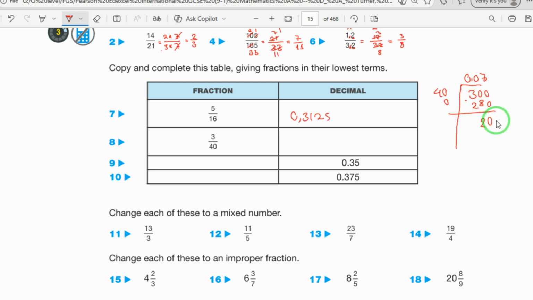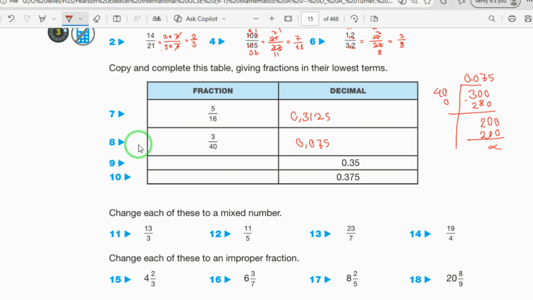Now we add another 0 here and we take 5. 5 times 0 is 0 and 5 times 4 is 20. So the remainder is 0. The answer is 0.075.